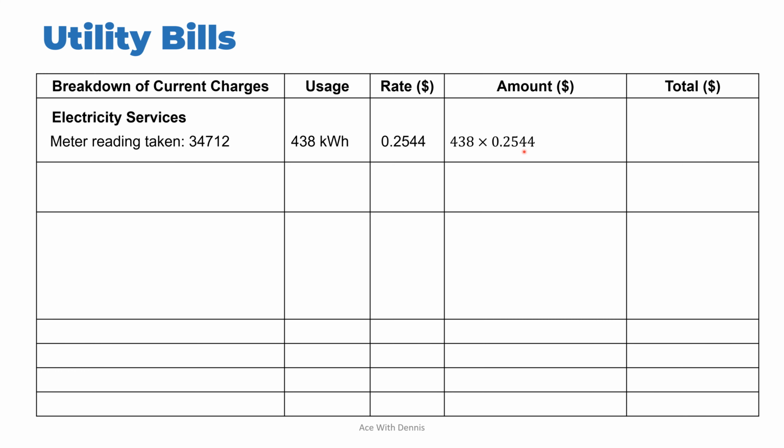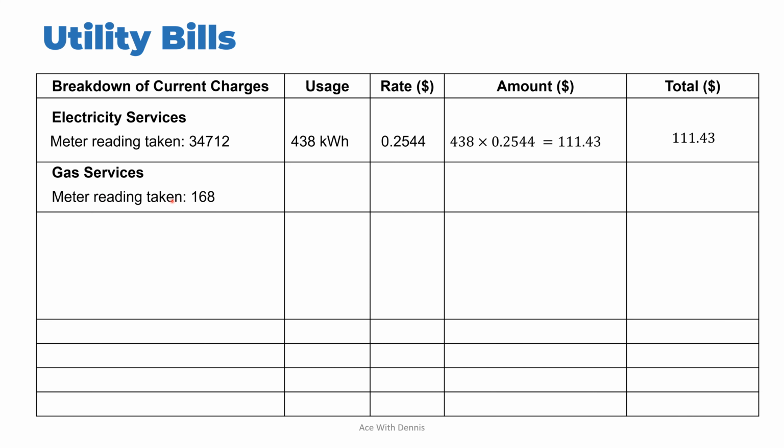The amount will be just this usage multiplied by the rate. So 438 kilowatt hour times $0.2544, which is $111.43. Hence, the total here will be $111.43. Now the next category is the gas services.